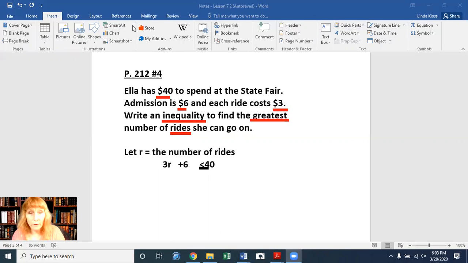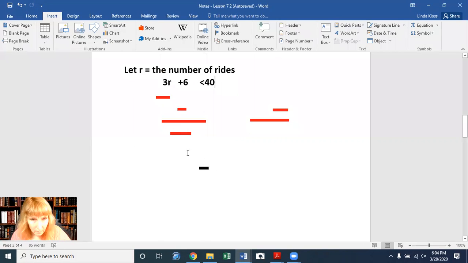Now in the next video, we will talk about how to solve that. It's basically the same way that we have used to solve the equations when we had the equals sign instead of the greater than or less than sign. However, we will wait till the next video to go ahead and solve that and figure out how many rides she could actually ride.